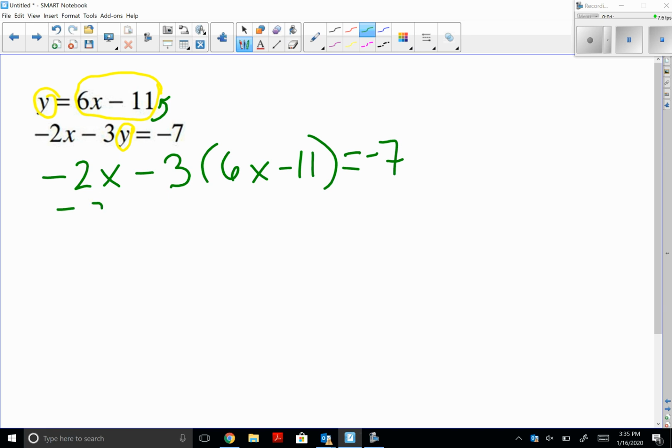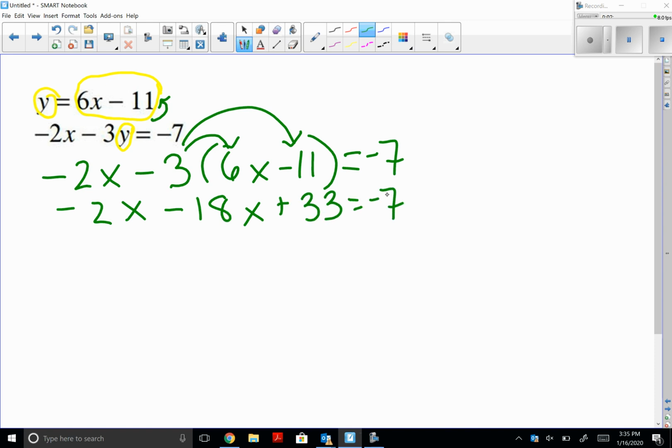So now I'm going to use the distributive property, multiply this 3 times the 6x, that's minus 18x, and then I'm going to multiply the 3 times the minus 11. Since they both have a negative symbol in front, it's going to become plus 33, and it equals negative 7.